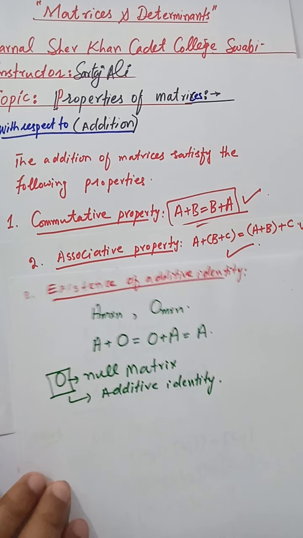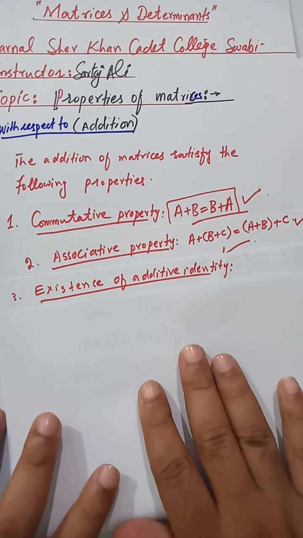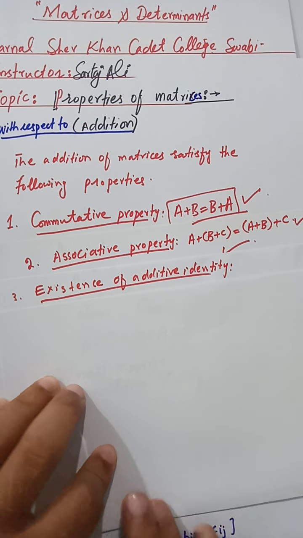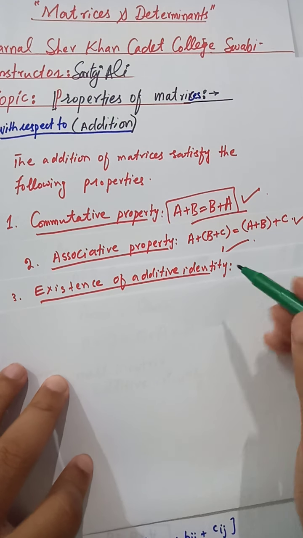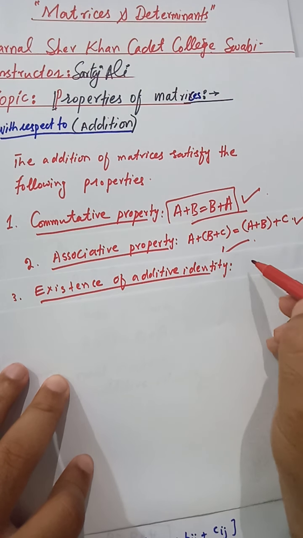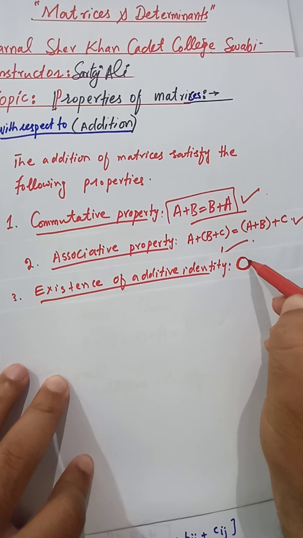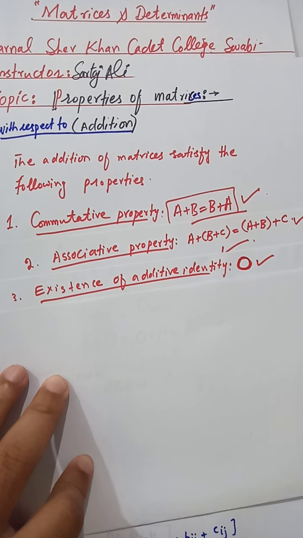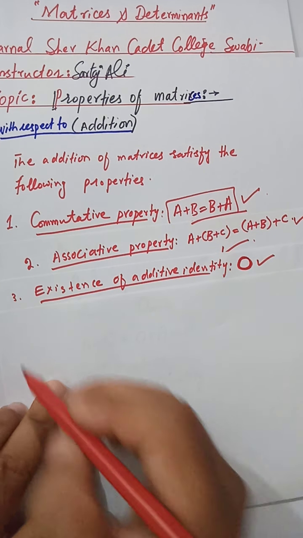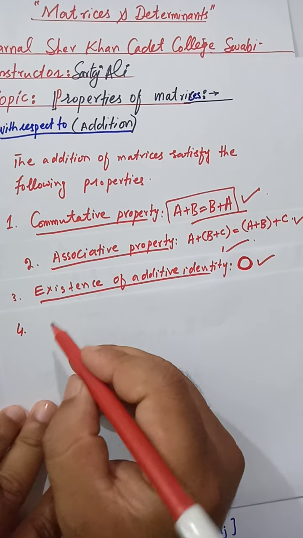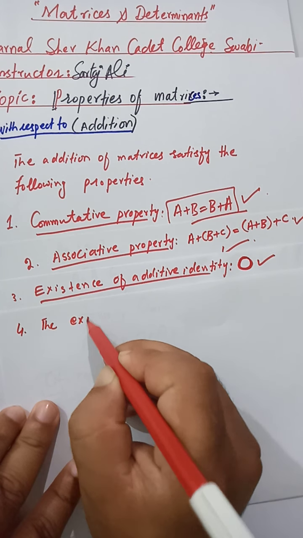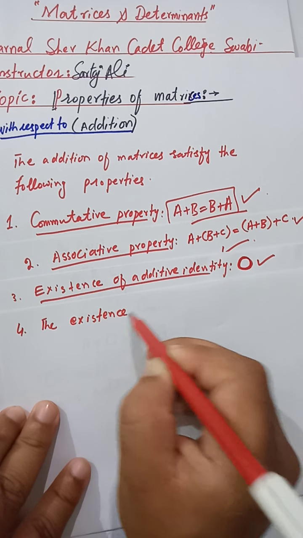Now moving toward the fourth property, which is the existence of additive inverse. Here the additive identity is the null matrix. This 0 is a null matrix, meaning the 0 matrix. This is capital O, which is used for the notation of the null matrix. The fourth property is the existence of additive inverse.